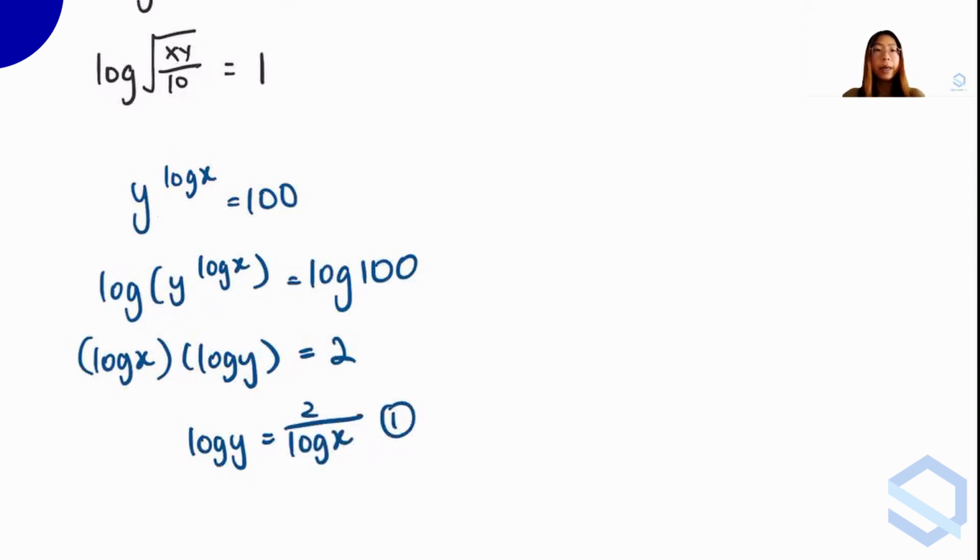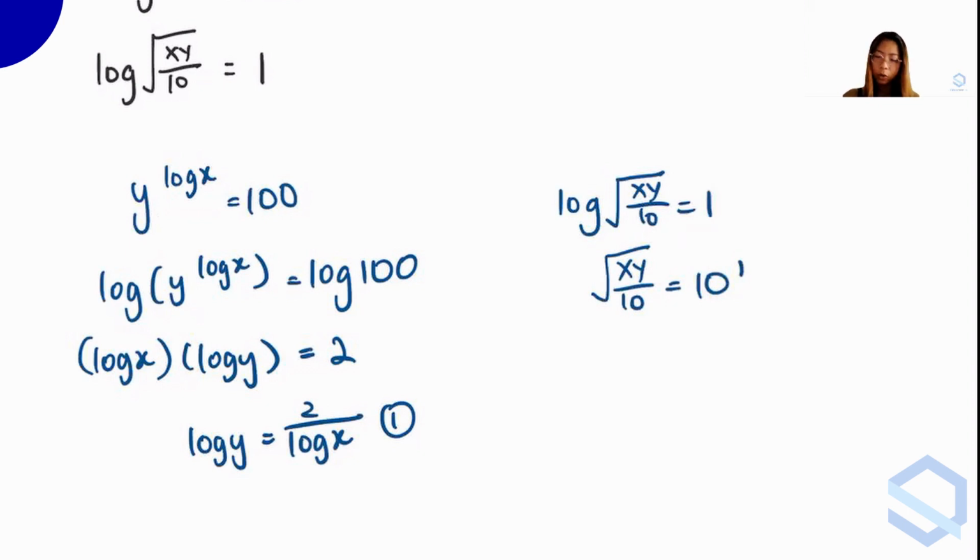Now let us take a look at the other equation. So let me copy down the equation. Log of square root of xy over 10 equals to 1. This equation is already logged, but it's not a very ideal equation for us to substitute log y inside. So what we want to do is to simplify this equation. How we can do so is we first remove the log. When we remove the log, we will get square root of xy over 10 would be 10 to the power of 1. So this is actually one of our log rules. So when we do so, we get this.